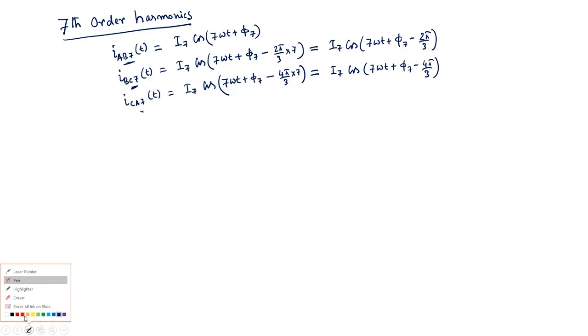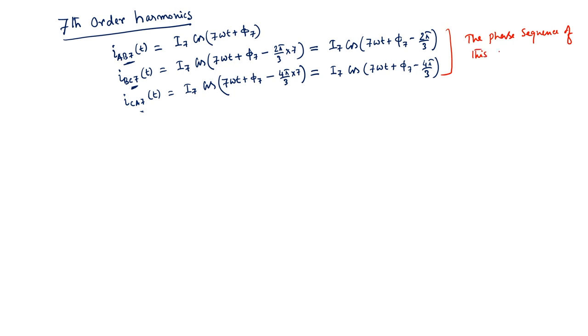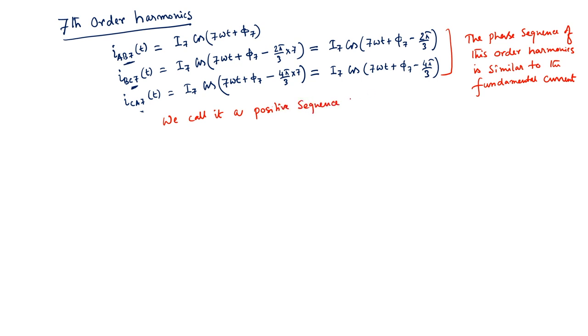So, what we can write is that the phase sequence of this order harmonics is similar to the fundamental current. That is why we call it positive sequence harmonics. Why do we call it positive sequence harmonics? Because its phase sequence is exactly similar to the fundamental component. I hope that you understand what phase sequence is.